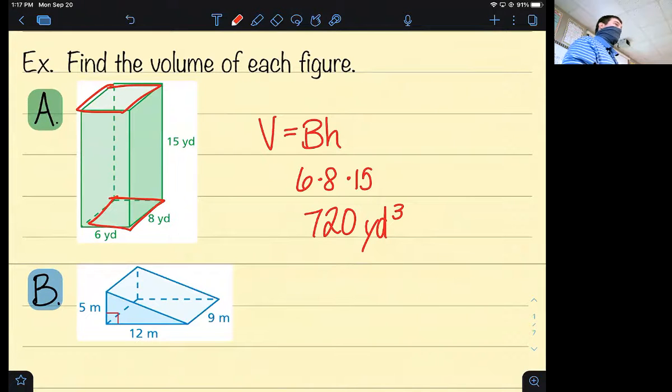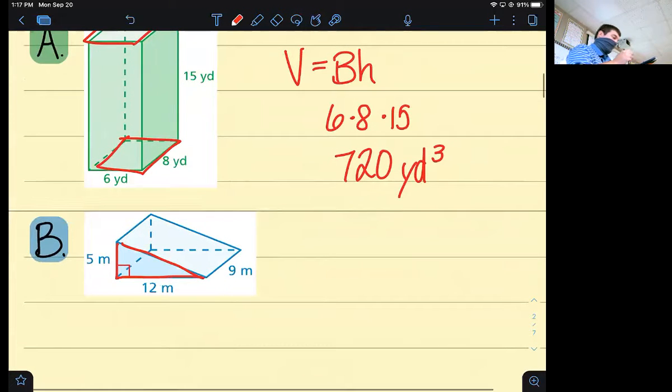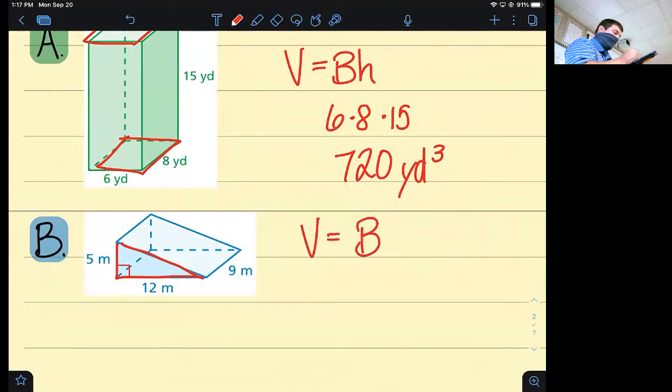What kind of shape is example B? Xander? It's a triangular prism, so I have no choice but to choose the triangle as my base. Just like when we were doing surface area, you had to call that side your base. So the formula for the volume of any prism is capital B times H.